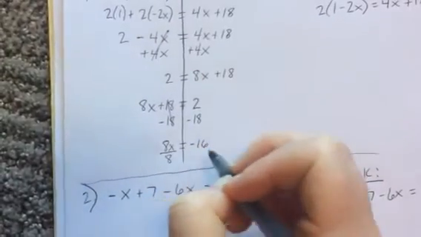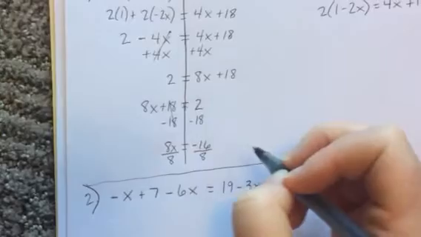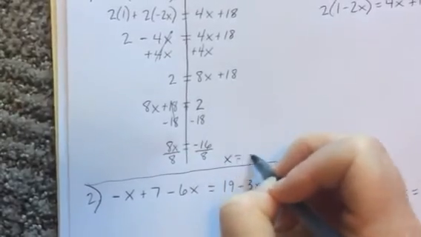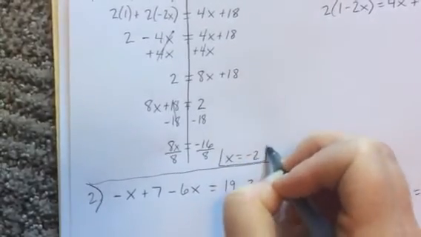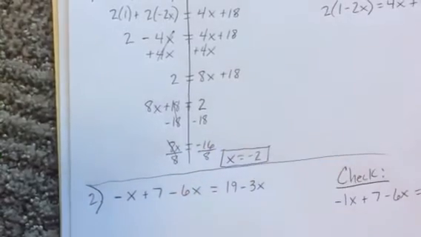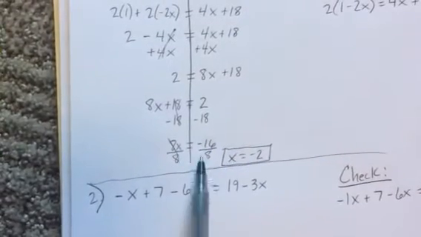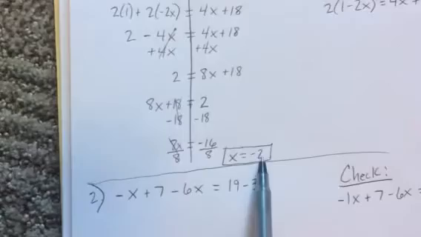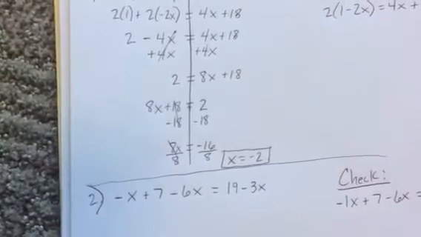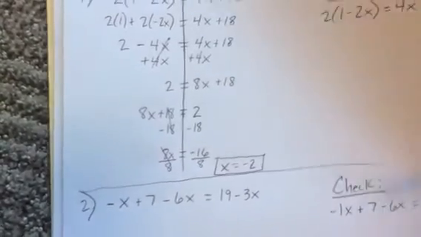And then finally I can divide by my 8. I'll just write it over here. So x equals negative 2. Remember those 8's divide out. I have just x or 1x, and then negative 16 divided by 8 is negative 2. So now I know my answer should be negative 2.